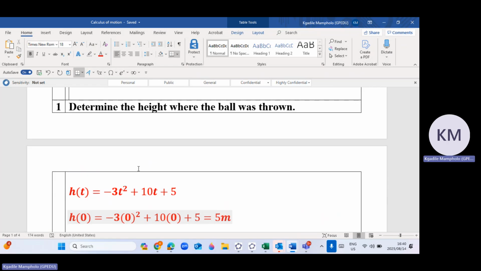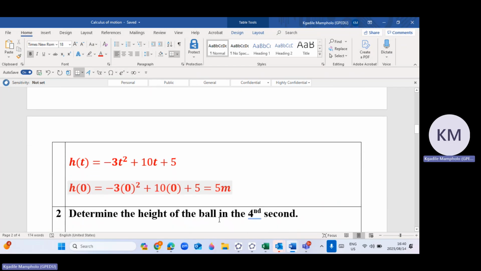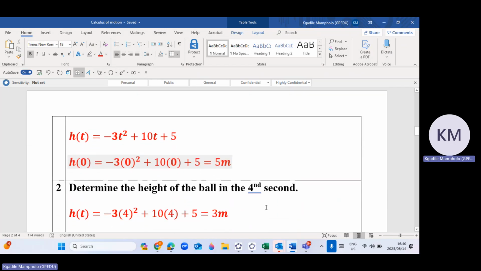So it's like I'm saying calculate the initial height. The height when the ball was thrown, then t will be 0. So if t is 0, then it means the ball was thrown at the height of 5 meters. It means this cliff is 5 meters. Second question.